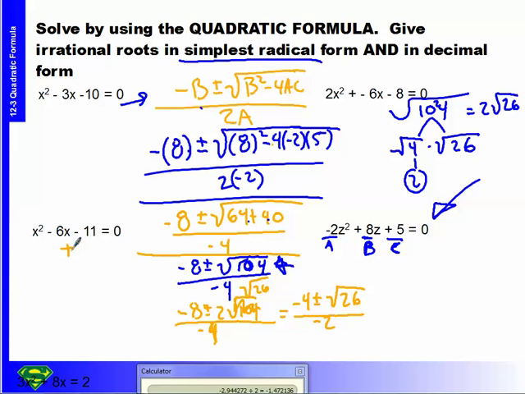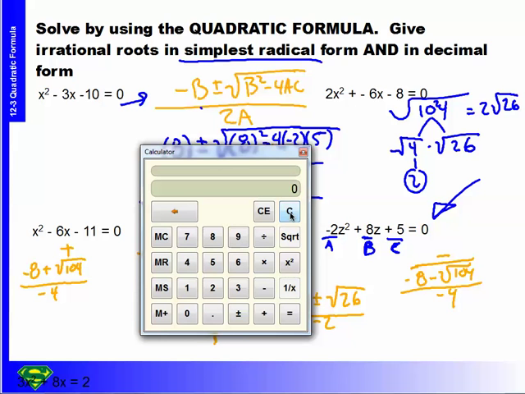Well, if you're feeling unsatisfied with that answer, and I totally appreciate that, we can also use the decimal equivalents. So let's go ahead and break it into positive world and negative land. I'm going to go back to my original right here, a little easier to work with. So we have -8 plus the square root of 104 divided by -4. In negative world, we have -8 minus the square root of 104 divided by -4.